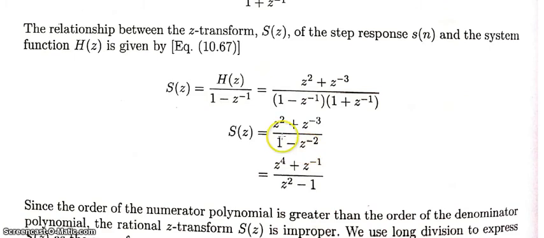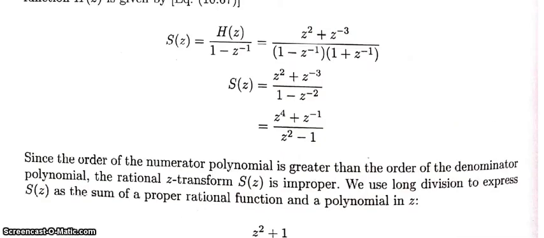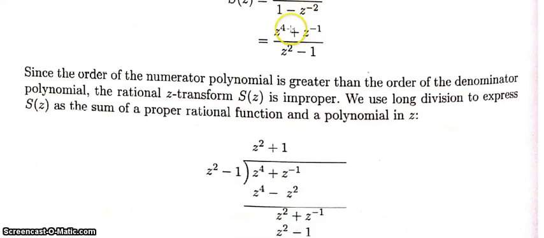Now we are multiplying the numerator and denominator with z square. Therefore we get z raised to 4 plus z inverse divided by z square minus 1. We got S of z. If you consider it, this is an improper fraction, that is, the power of the numerator polynomial is greater than the power of the denominator polynomial. Therefore we say S of z is improper.